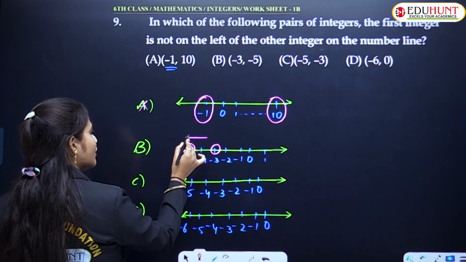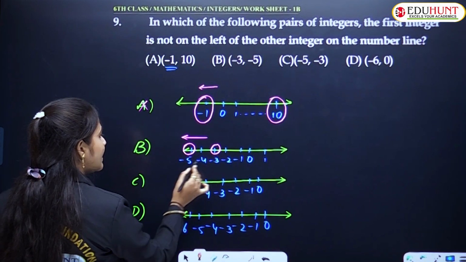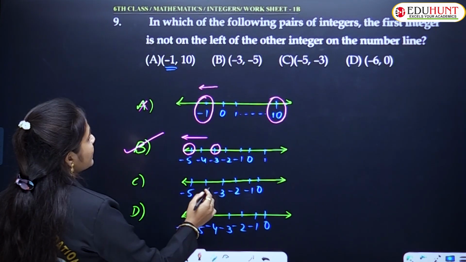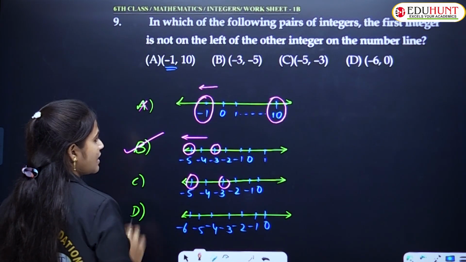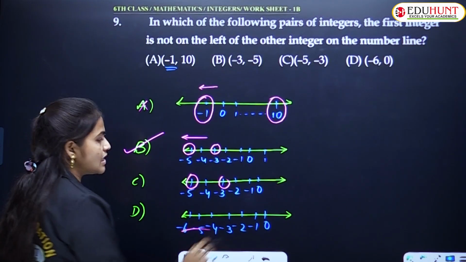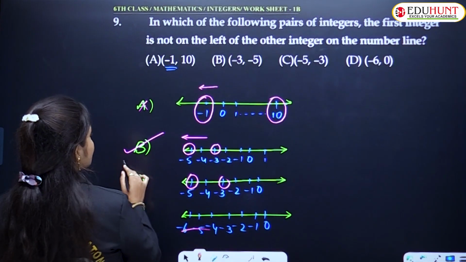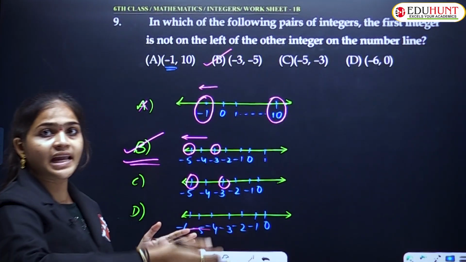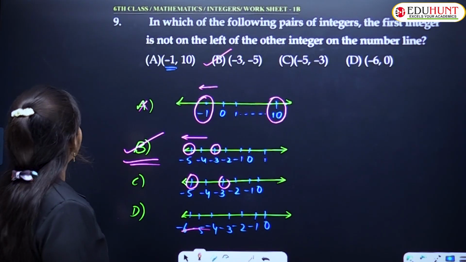Left side means this side only, no? So this side you have to check that. Okay. So here -3 is not left side of -5. That's why this is the correct answer. Next, -5 lies left side of -3. So this is correct only. Next, -6 is left side of 0. So this is also correct only. That's why, which one is not suitable for that set, they're asking. So which option is correct? Here option B is correct. That is, -3 is not lying left side of -5. Understand? Yes.